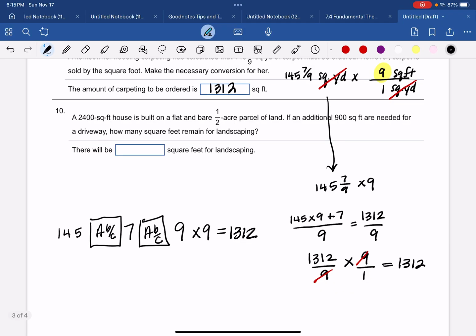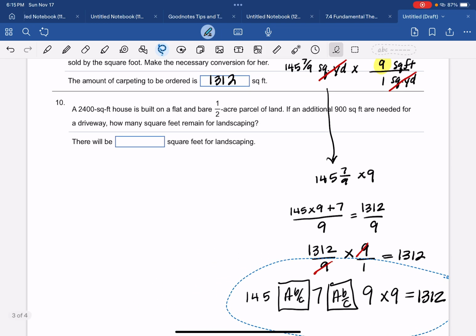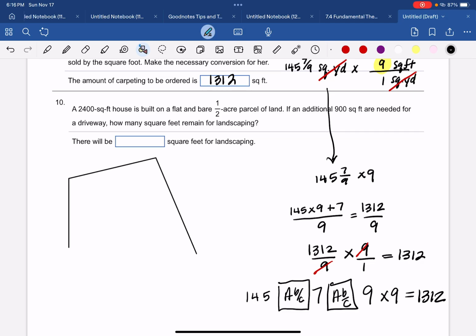And number 10, a 2,400 square foot house is built on a flat and bare 1/2 acre parcel of land. If an additional 900 square feet are needed for the driveway, how many square feet remain for the landscaping? Okay, so let's draw a picture to kind of figure out what it is that we're asked for here. You have a lot that is 1/2 acre. Okay, it might not be an exact shape. It might be something like this. So it could be any shape, but it is a 1/2 acre.